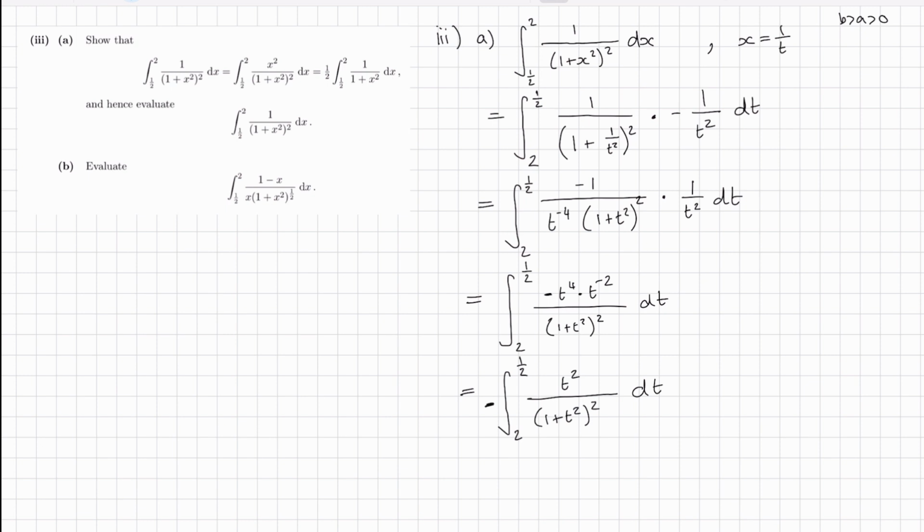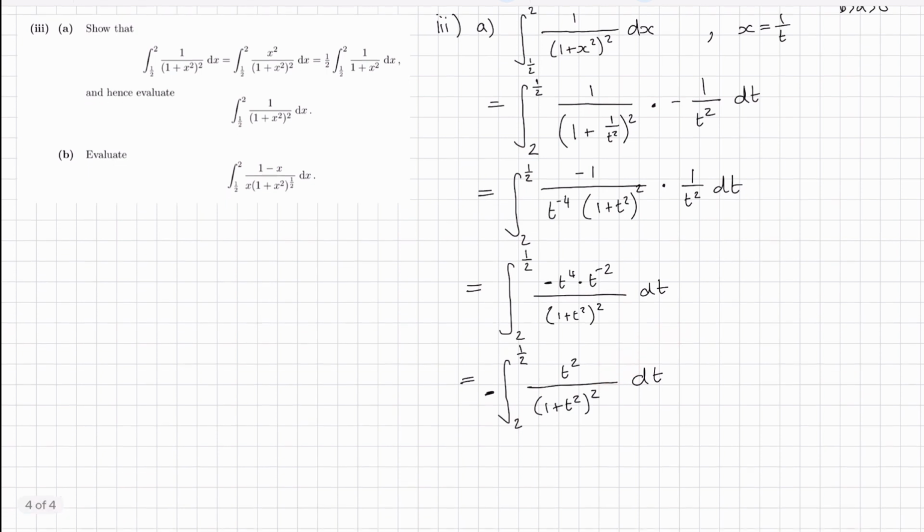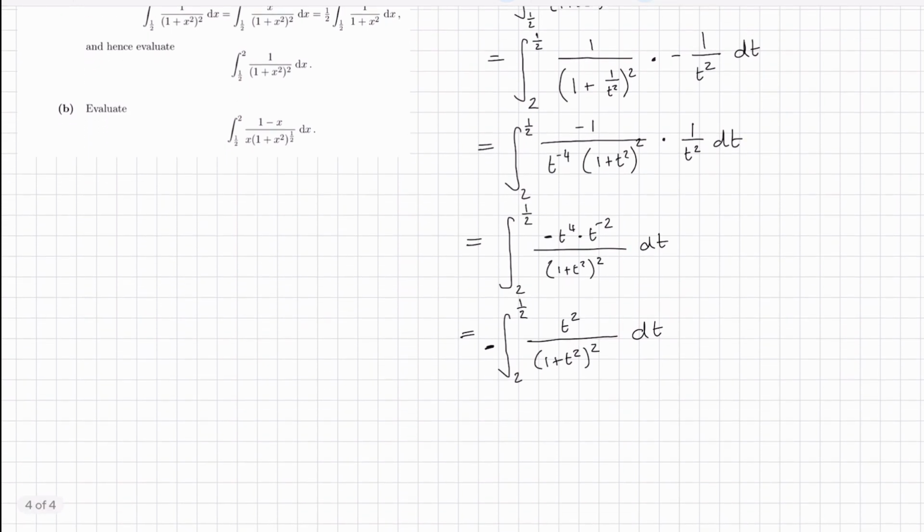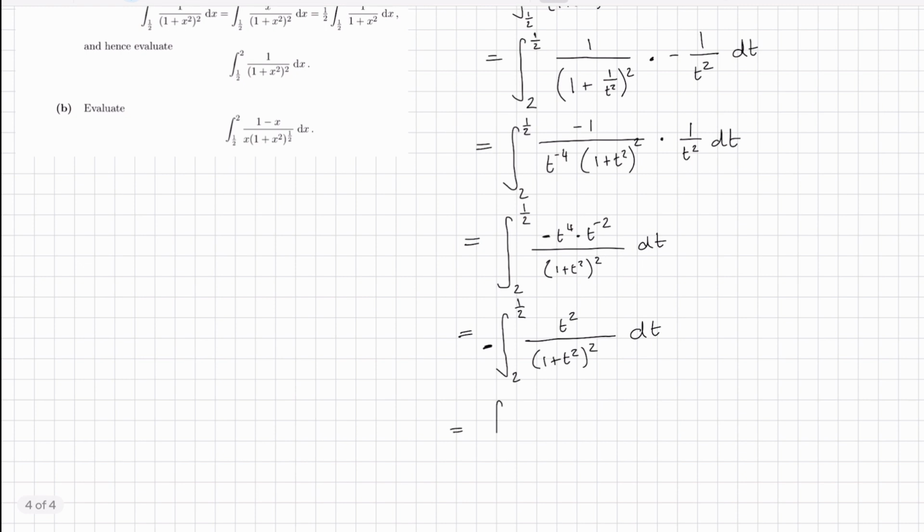Now let's have a look at the differences between this form here and the form that we've got. The first thing I noted is the limits are the wrong way around. We've got a negative at the front, and it's in terms of t rather than x. However, a negative on the outside means we can change our limits round. We change our limits like that.